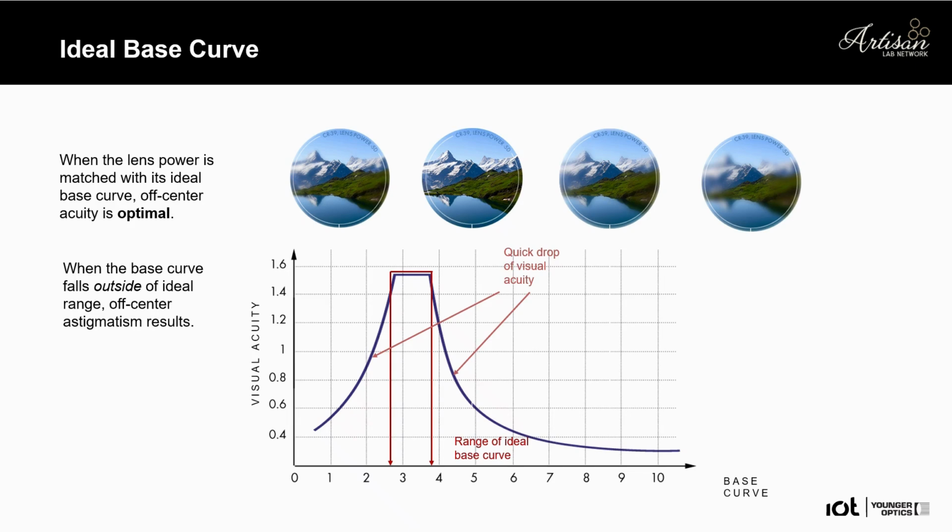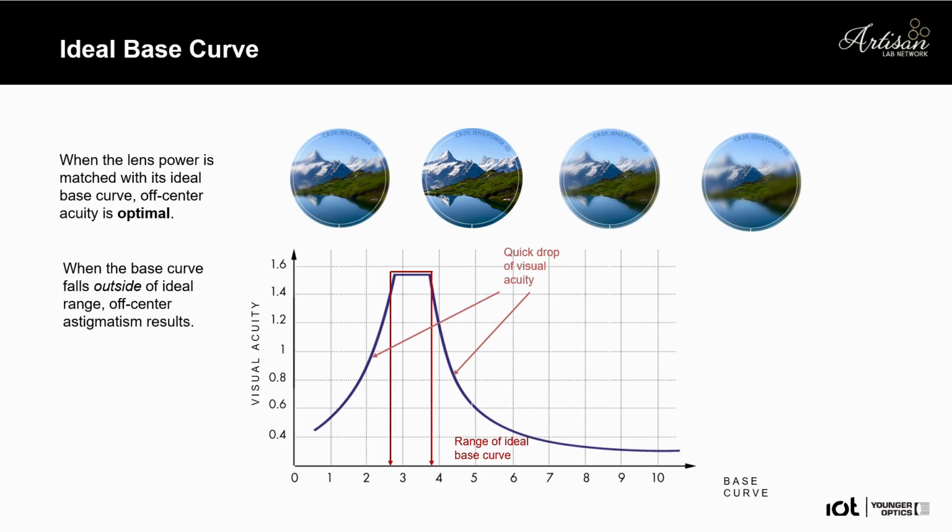And you can notice within the bubble shown at the top, within the ideal range, you get good visual acuity. To the left of the ideal range, the base curve is too flat and the vision suffers, especially in the periphery of the lens, where the obliquities and aberrations occur. And then to the right of the proper base curve range, you can see that the visual acuity once again suffers because the base curve becomes too steep.